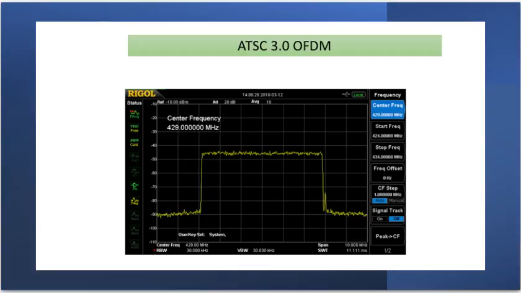So ATSC 3.0 is not going to use 8VSB, it's going to use OFDM. What does that stand for? That stands for Orthogonal Frequency Division Multiplexing. Yeah, it's a mouthful. I did a video on OFDM, so go watch that if you really want to know what it is and what its advantages are.